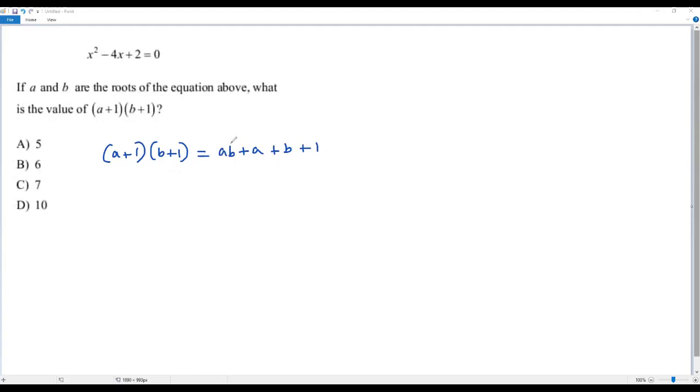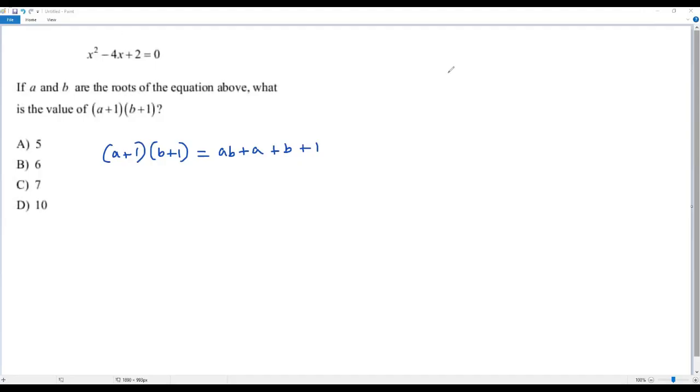Okay, in this expression, here we have a times b. That is the product of two roots of this quadratic equation. And here we have a + b. That is the sum of the two roots of the given quadratic equation. At last, we have 1. Now my aim is to get the product of two roots of this quadratic equation, that is a times b. And also, I have to get the sum of the two roots of this quadratic equation, that is a + b. How do we have to get that?